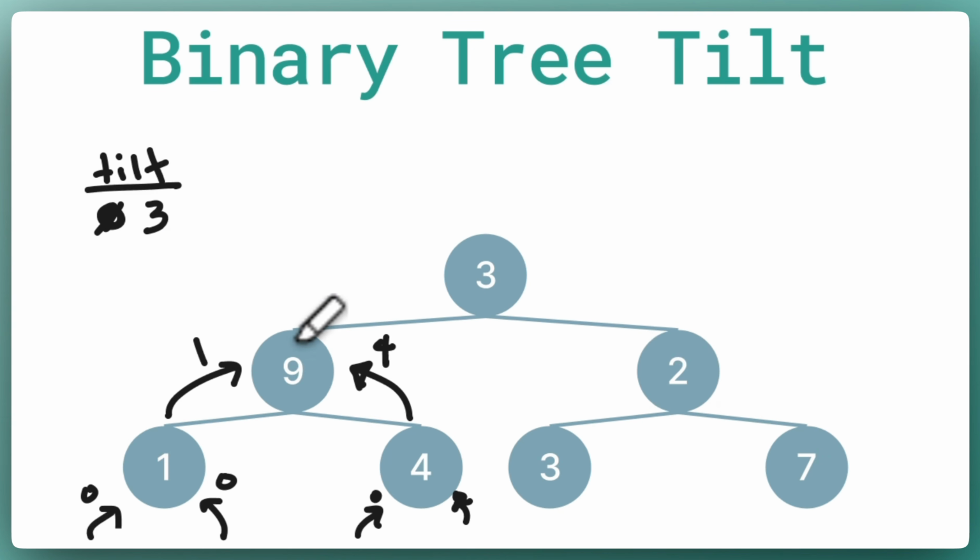Now what do we need to return to its parent? We need to return the sum of this entire subtree. So that's going to be 1 plus 4 plus 9, which is 14. And that's going to continue in depth first search fashion until we've visited every single node and we can have the tilt for the entire tree. And again, this bottom-up approach is going to let us do this in big O of n time because we only have to visit each node in our binary tree once.